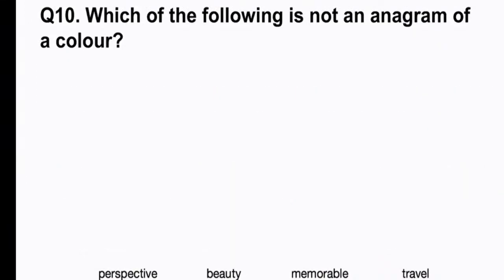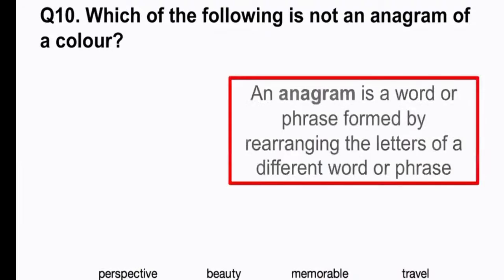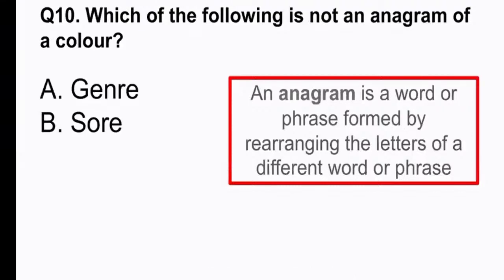Number 10. Which of the following is not an anagram of a colour? An anagram, for those who don't know, is a word or phrase formed by rearranging the letters of a different word or phrase. So, if you look at A, genre, could we create a colour by rearranging those letters? B, saw, again, could we form a colour by rearranging those letters? The same for C, cheap, and D is hatred.